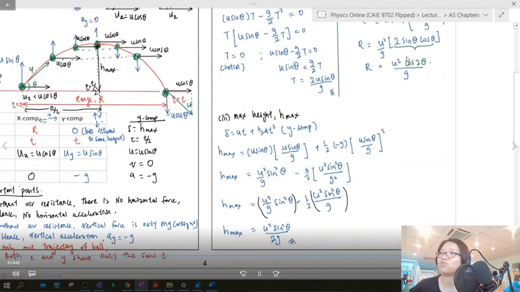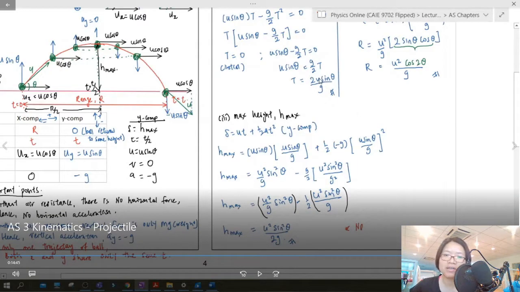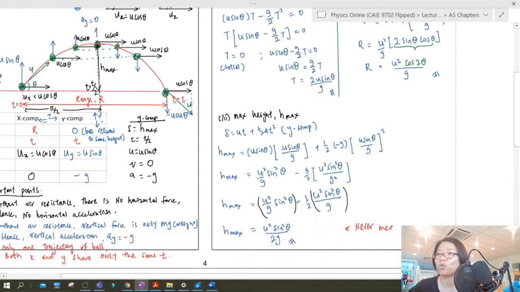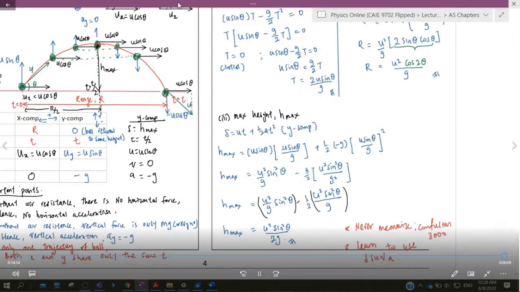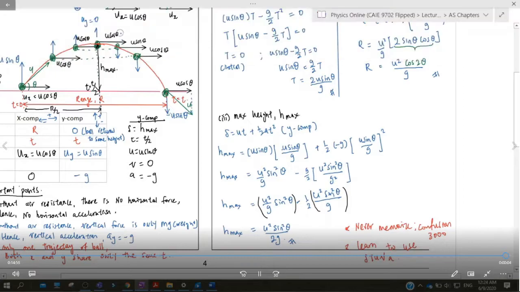Don't you think that all of these three equations look a bit the same? Let me pause first. This one has no square, has a 2 on top. This one has a square, but the 2 is inside the angle and it's cos. This one, everything is squared and then has a 2 at the bottom. You will mess things up, unless you're very good at memorizing. So never memorize, okay? Because if you memorize, then you get confused. So learn to use your STUVA.